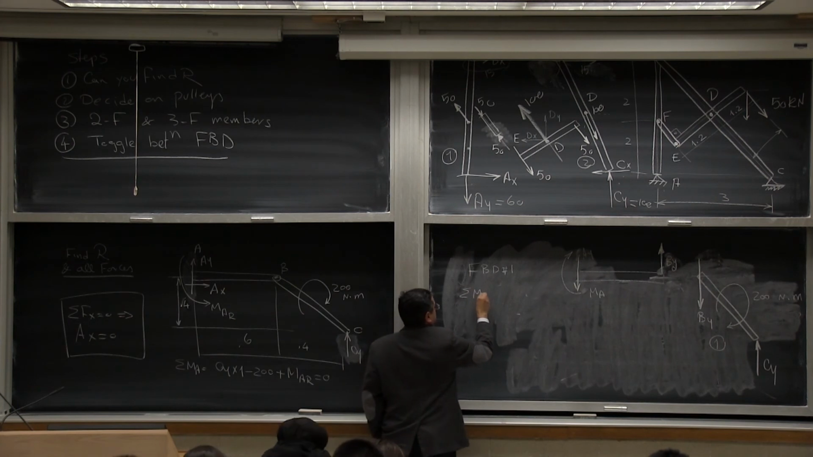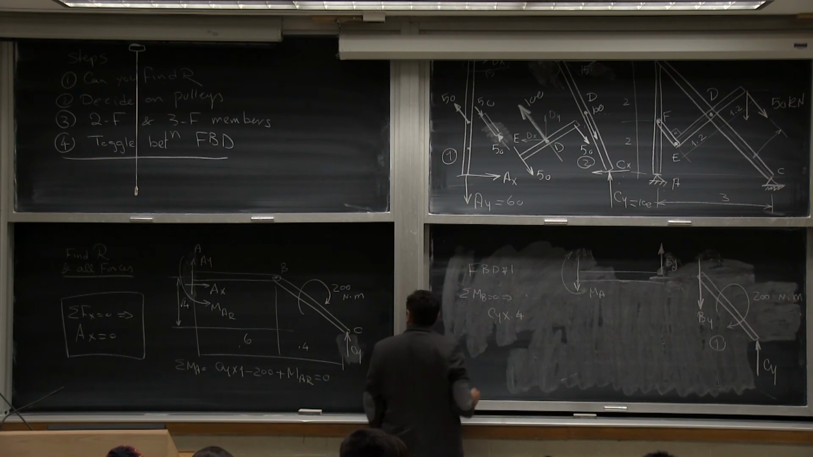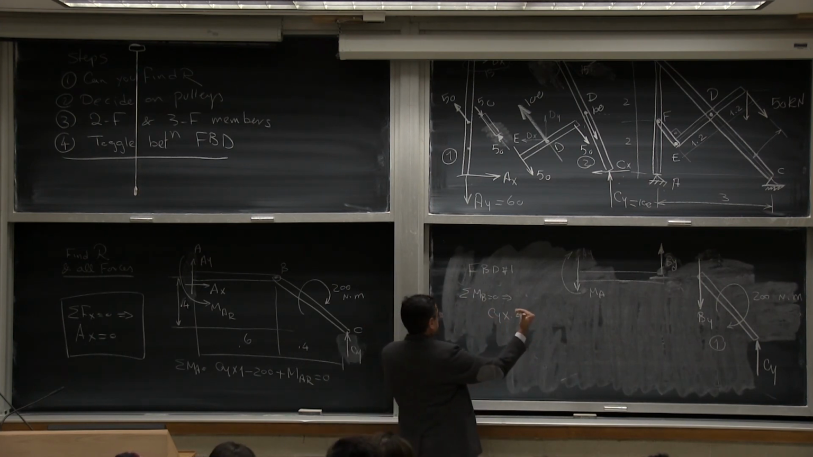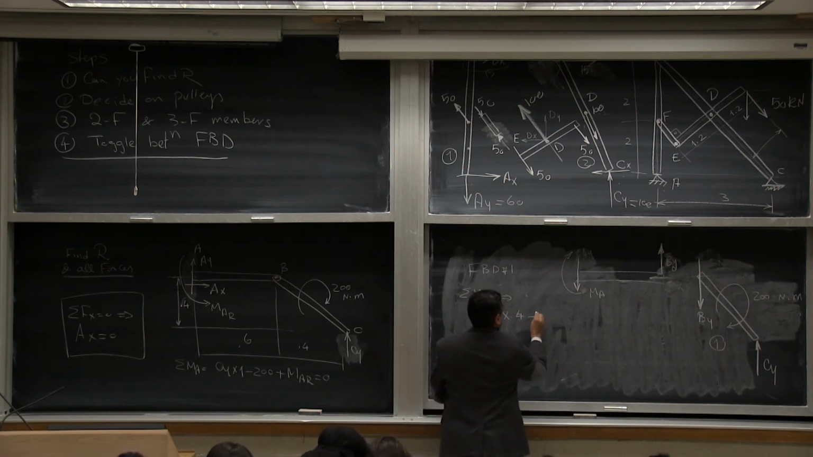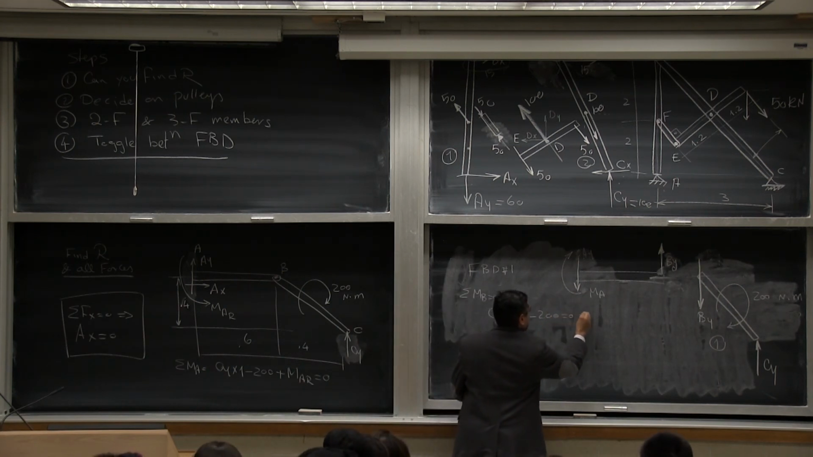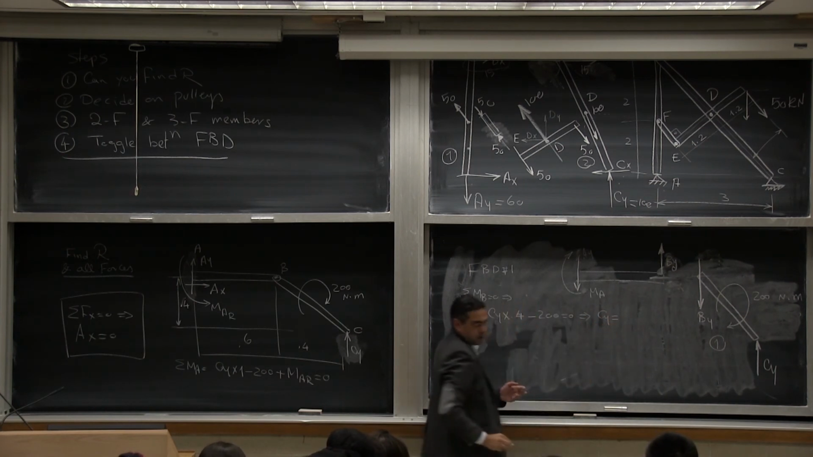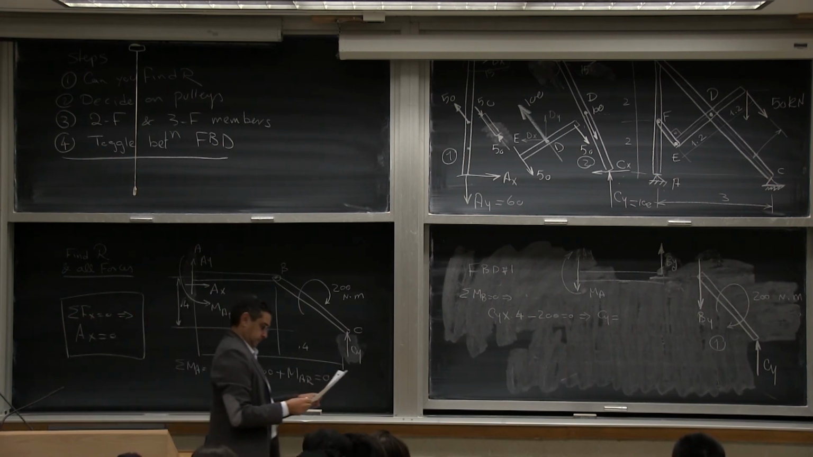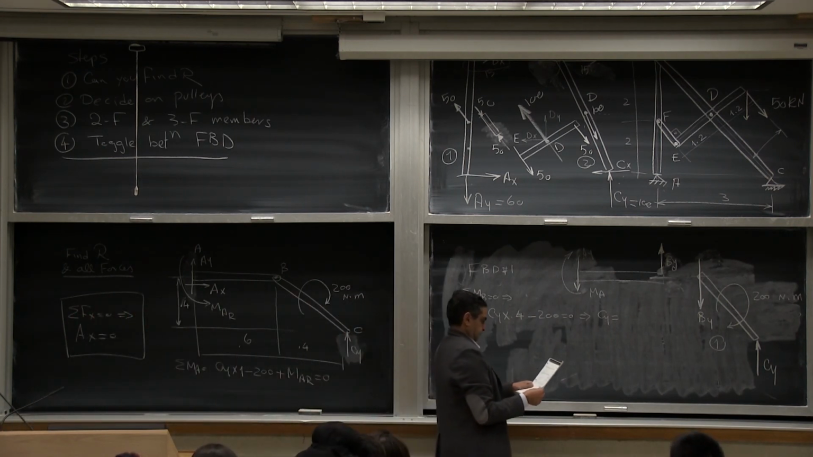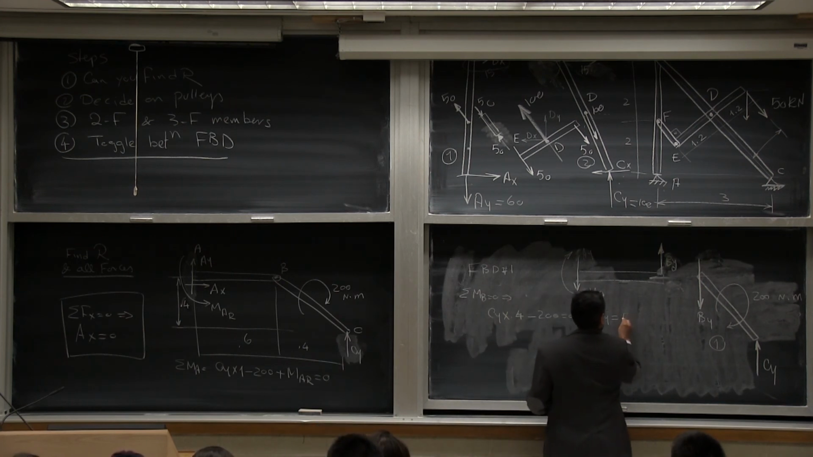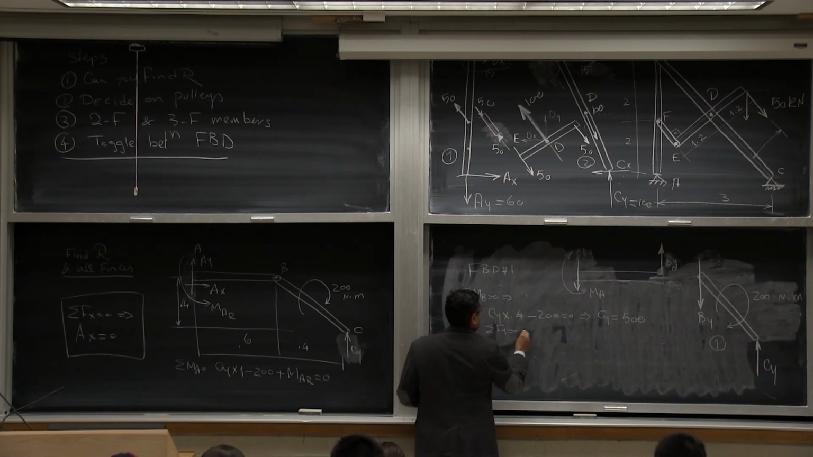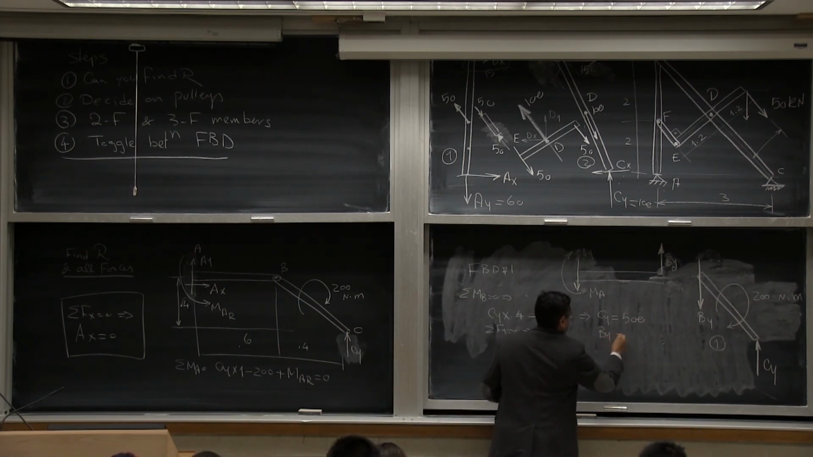Sigma MB equals 0. That means CY multiplied by 0.4, and that is positive, minus 200 equals 0. That means CY equals 500. Sigma Fy equals 0. That means By equals 500.